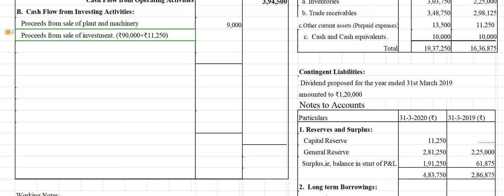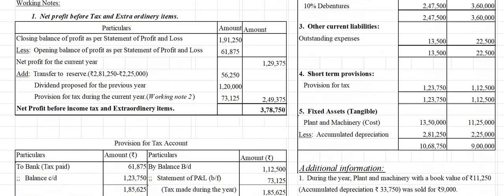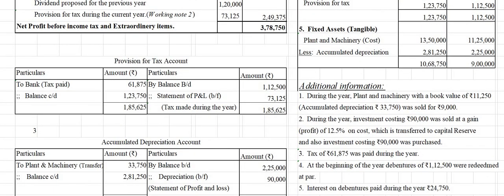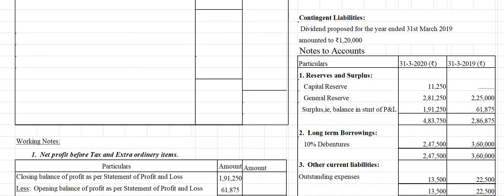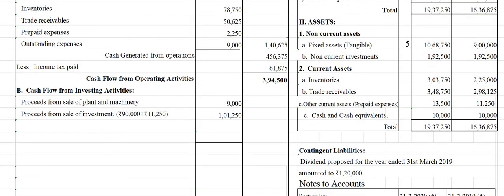So 90,000 is the cost and 11,250 is the profit, so the total amount is 1,01,250, isn't it? And this profit is the profit shown in the reserves and surplus. That is why it is given that the profit on cost is transferred into capital reserve. That is the amount shown in the capital reserve. Understood? So this 11,250 is what is transferred into capital reserve.